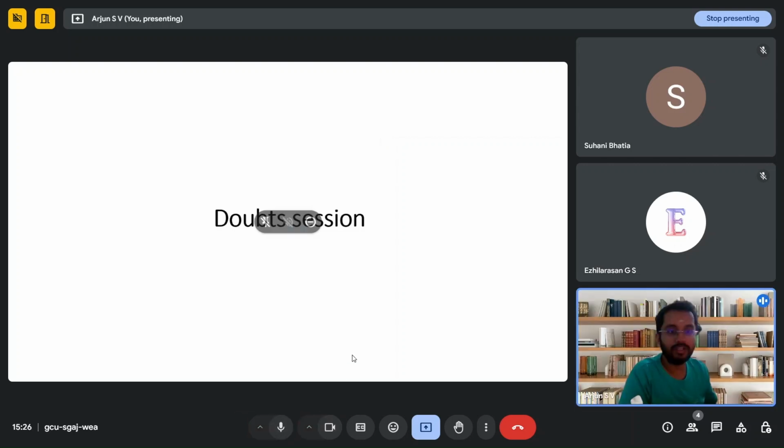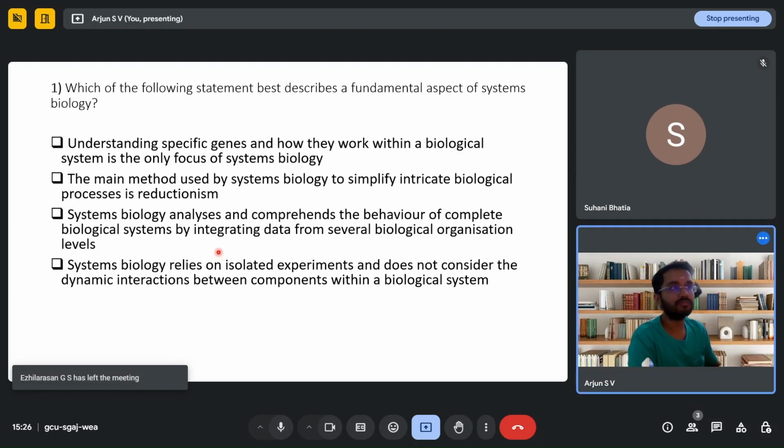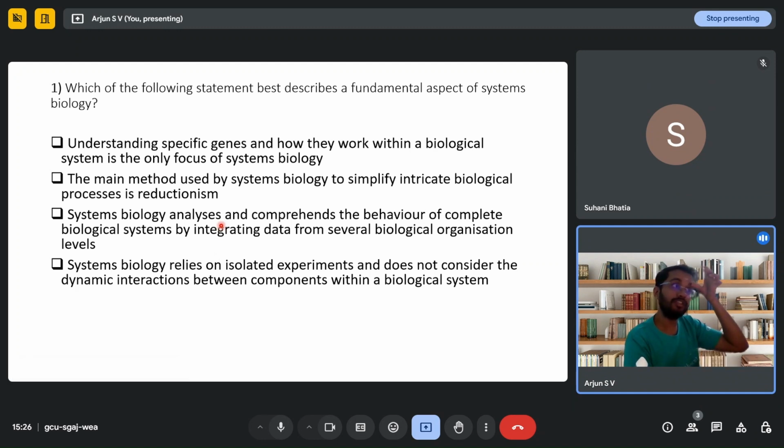Okay, if there are no doubts, we will move on to discuss the problem statements for week 8. First question: which of the following statements best describes a fundamental aspect of systems biology? We also saw this general systems biology in the week recap as well as in this TA session.